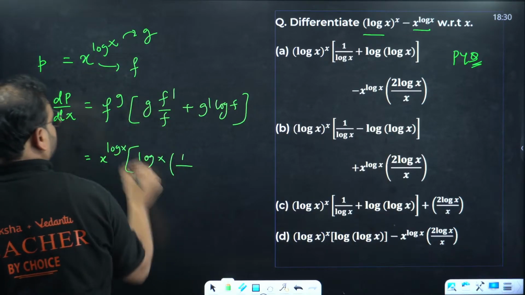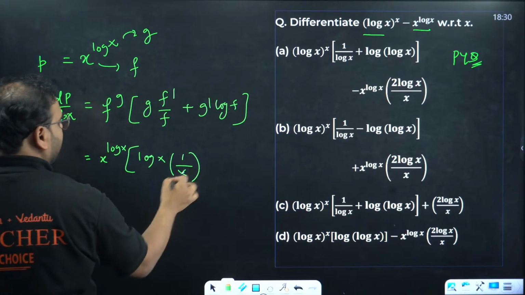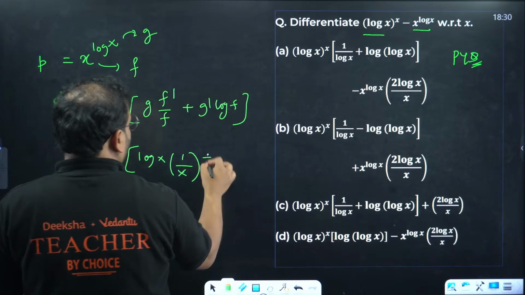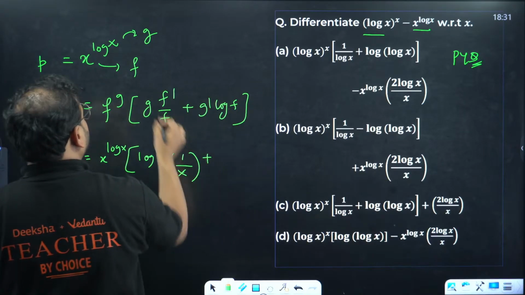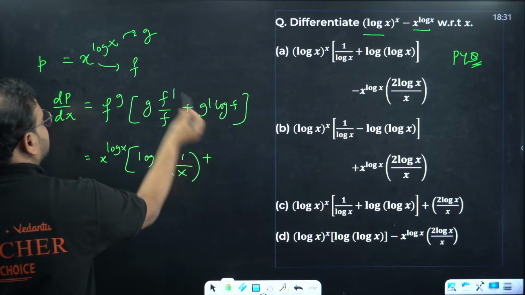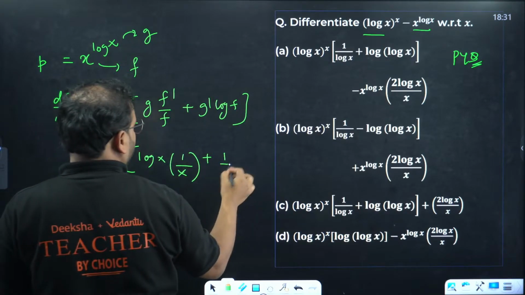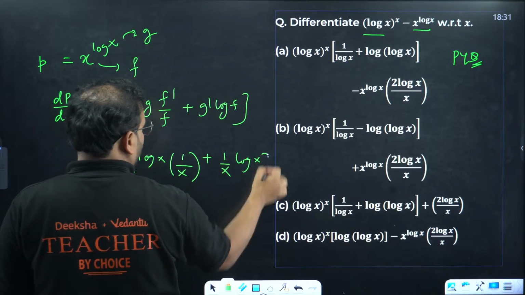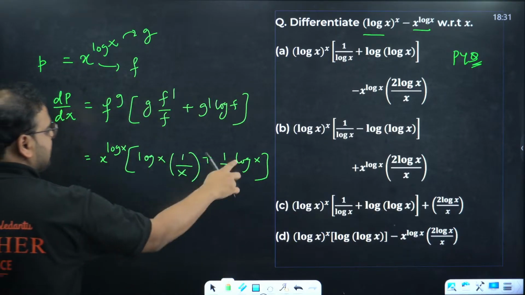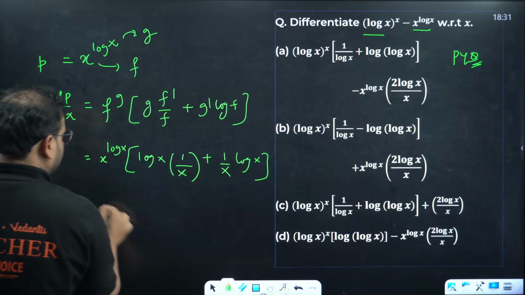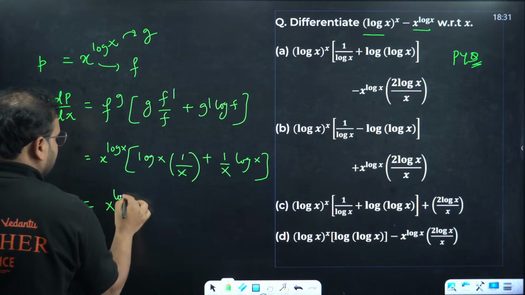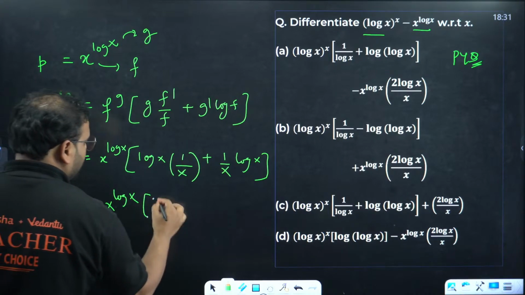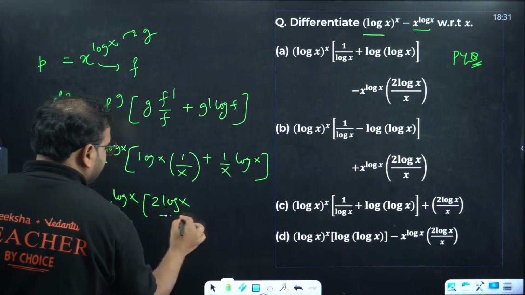And f is what? So log x by x, I'm getting over here. Now g dash, check here, g dash becomes derivative of log, so 1 by x, and log f will be log x. Isn't it the same thing? Log x by x, log x by x. I'm getting the value as x power log x into 2 log x by x.